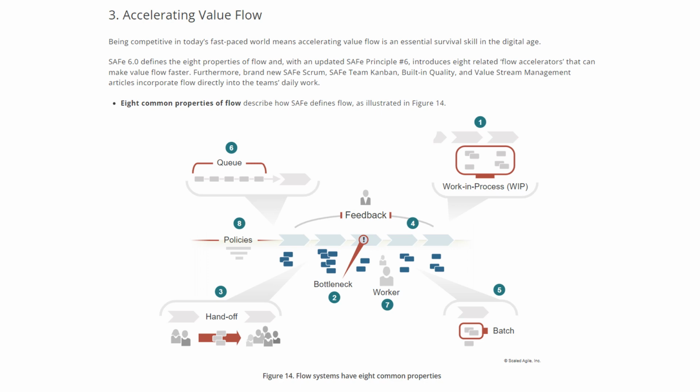Right. So let's understand the 8 common properties of flow that have been introduced. Those are WIP, work in progress. The second one is bottleneck. Third one is handoff. Fourth one is feedback. The fifth one is batch. Six is the queue. Seven is a worker. Eight is the policies. Right. So these are the 8 common properties of flow.